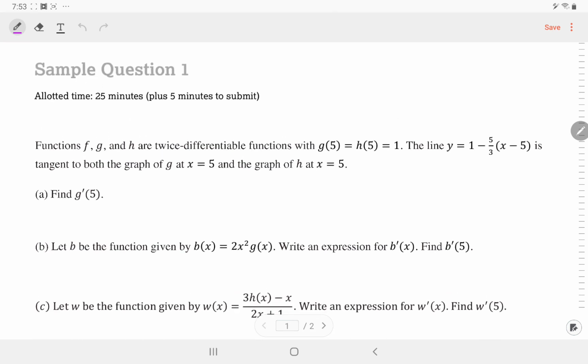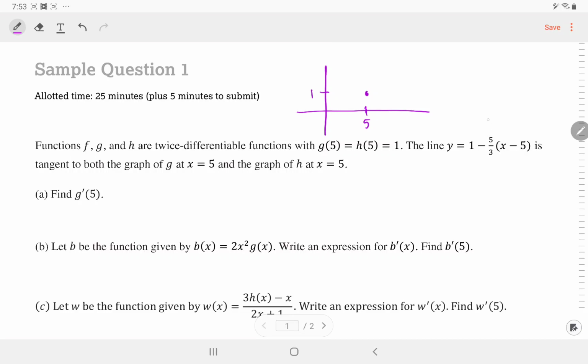Okay, so maybe I'll draw a little sketch for myself. G and H. So there's two different equations. So G of H is 1. And H of 5 is 1.